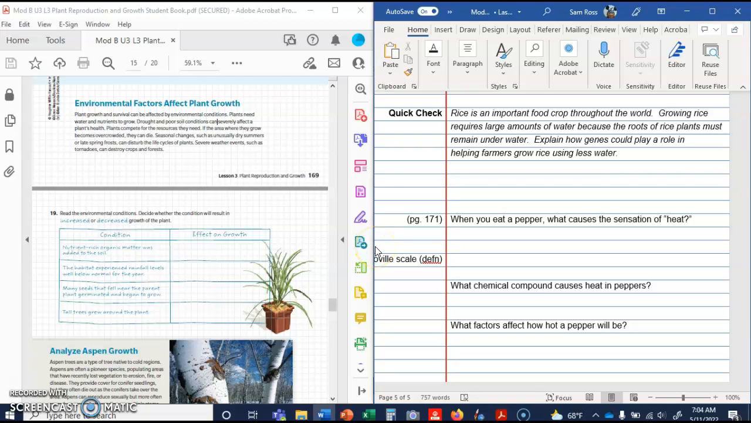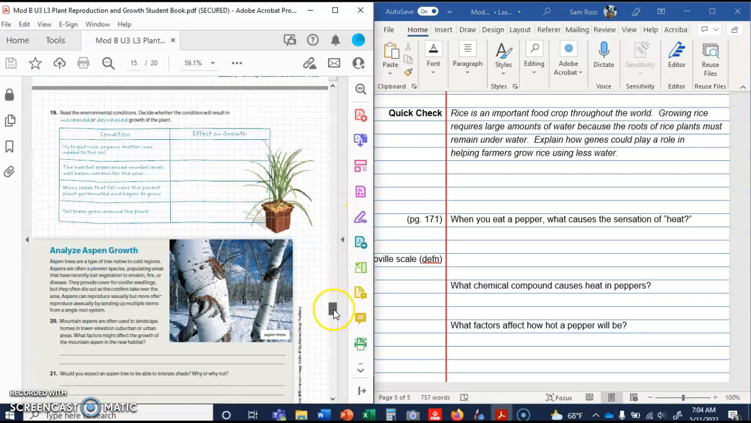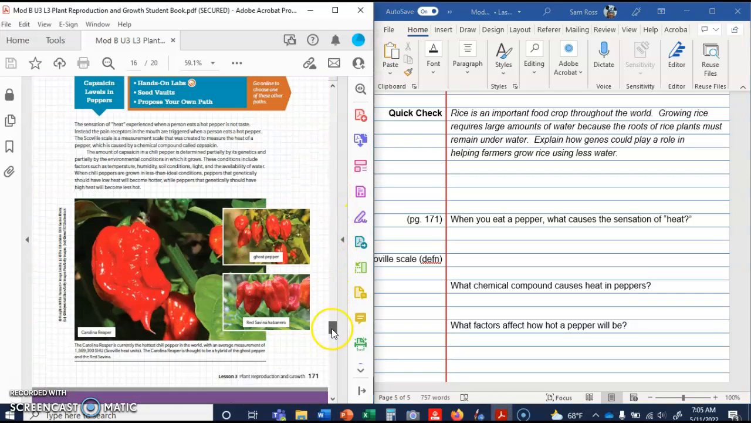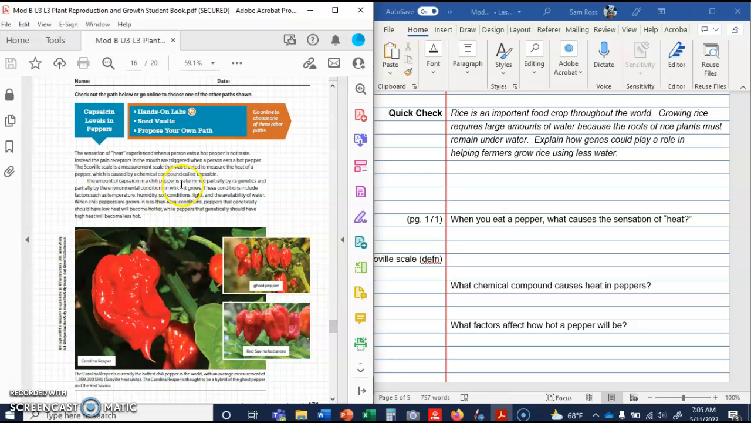And then we're on to page 171. So here this says 169. Let me go ahead and scooch down to 171 is here. Okay. It says, when you eat a pepper, what causes the sensation of heat? The sensation of heat experienced when a person eats a pepper is not the taste. Instead, the pain receptors in your mouth are triggered. So the sensation of heat is when your pain receptors in your mouth are triggered.